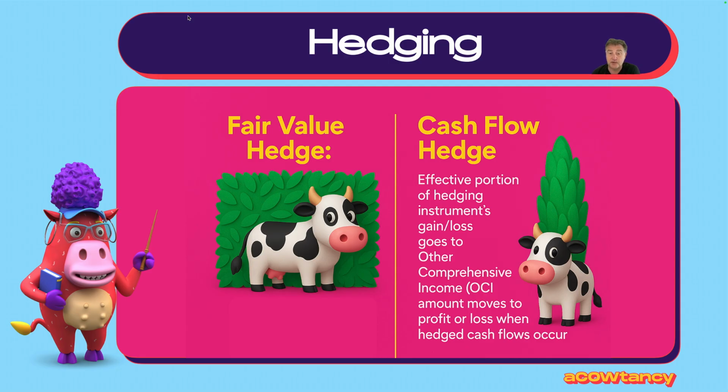On a fair value hedge, much more straightforward, isn't it? Gains and losses on both the hedging and the hedged item go straight to P&L, and you've balanced them already. Okay, I hope that little breakdown helped.